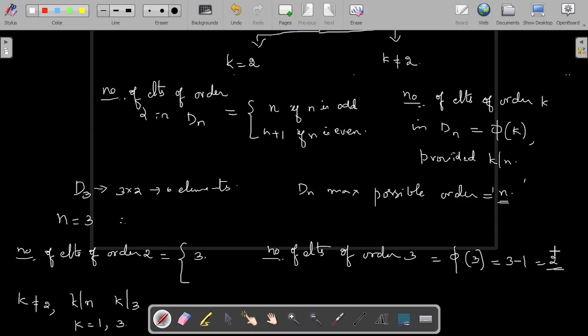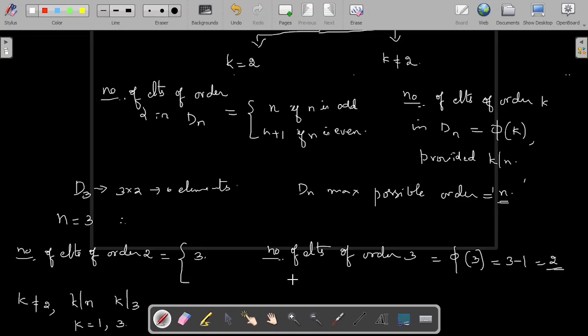I have already uploaded a video on Euler's totient function, how to calculate phi of n for any positive integer. If you don't know how to calculate phi of n, then watch that video and learn how to do that. Then apply the same procedure here. Now, p is prime means phi of p is always p minus 1 directly. 3 is prime, 3 minus 1, 2. Therefore, there are 2 elements of order 3.